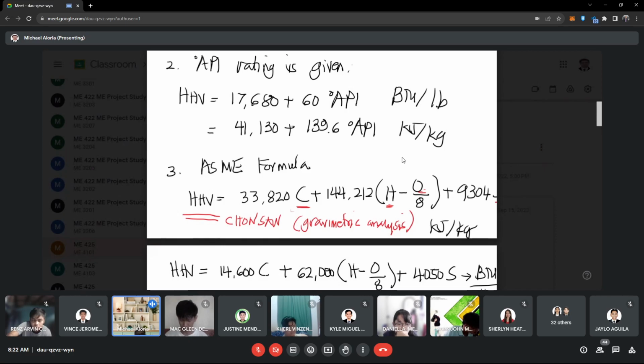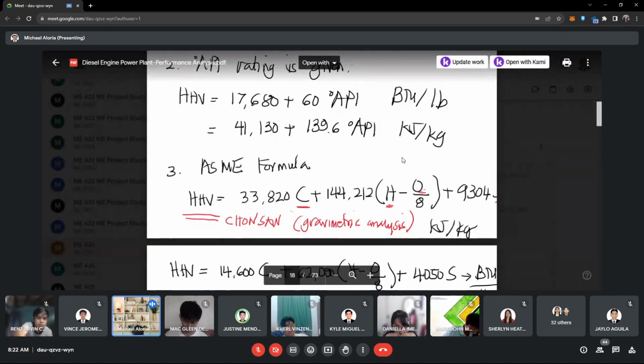Ultimate analysis is basically your elemental analysis. So usually ultimate analysis is in terms of gravimetric analysis, by mass. So if you have your elemental composition, di ba meron tayong carbon, hydrogen, oxygen, nitrogen, sulfur, ash, and water. So we will get the percentage composition of carbon, your hydrogen, also your oxygen. Okay? So titingnan natin ngayon ito.